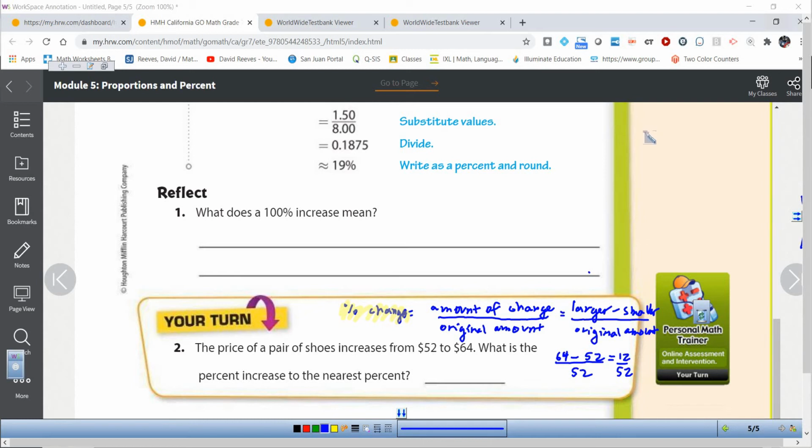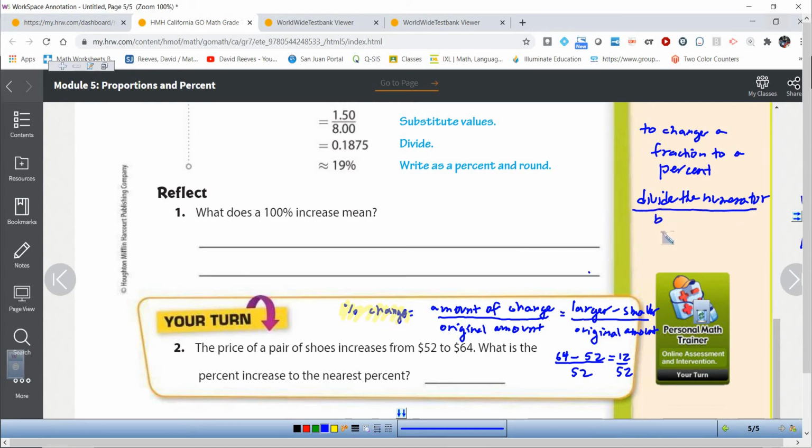All right, so to change a fraction to a percent, because that's what we're doing. We did this in a previous lesson. Now you know why we did all those previous lessons on percent. What are we going to do? We're going to divide the numerator by the denominator, and then we're going to change the decimal to a percent. We're going to move the decimal 2 places to the left.